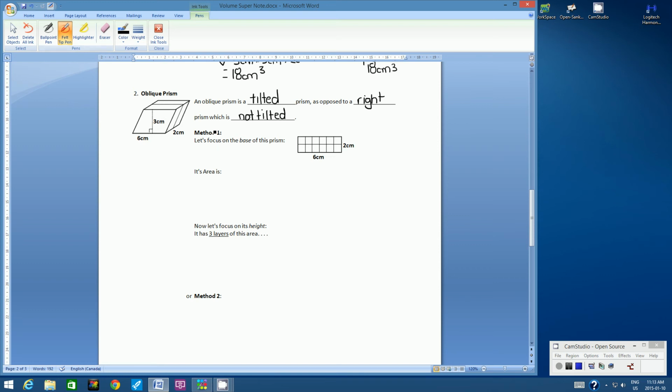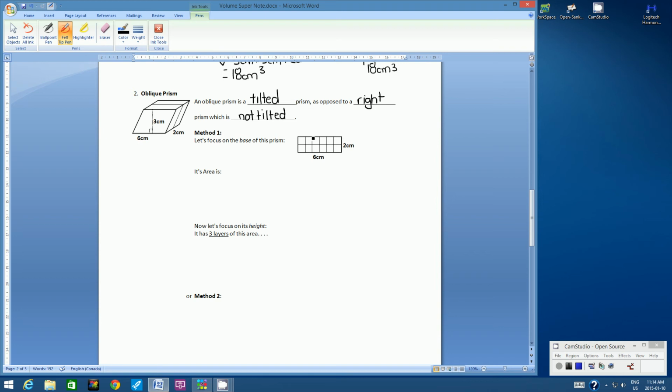So I want you to imagine, let's talk about method 1. So let's focus on the base of this prism. So either we look at this prism from the top or we look at this prism from below. Now, knowing that these are the dimensions, this is probably what it would look like if we were to construct this out of linking cubes.